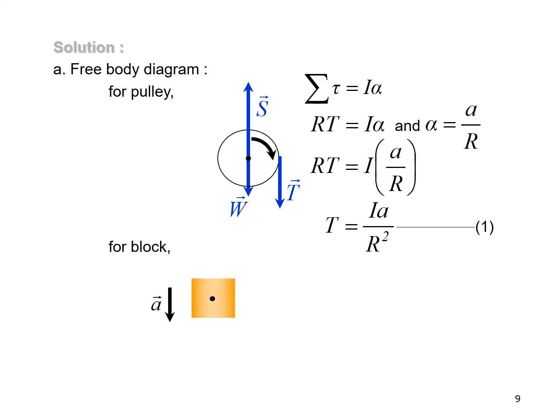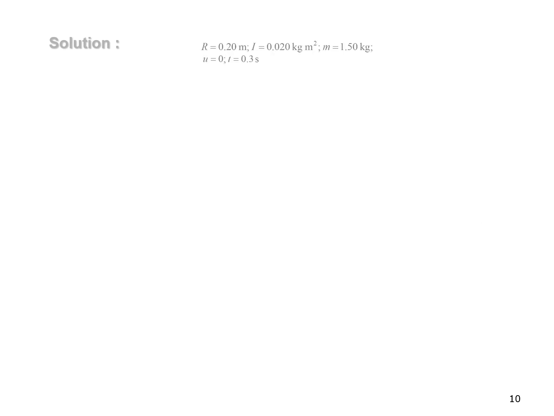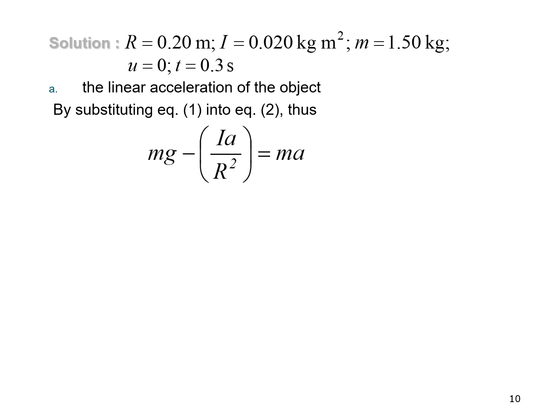And then for the block, the acceleration is moving downward. You will have weight acting downward, which will be equivalent to mg, and tension acting upward. Since the block is moving, the net force will be equivalent to ma. So follow the direction of acceleration, which means weight minus T, mg minus T, will be equivalent to ma. So we end up with equation 2. For the solution of the linear acceleration, what we can do is substitute equation 1 into equation 2. By substituting, we will end up with this.